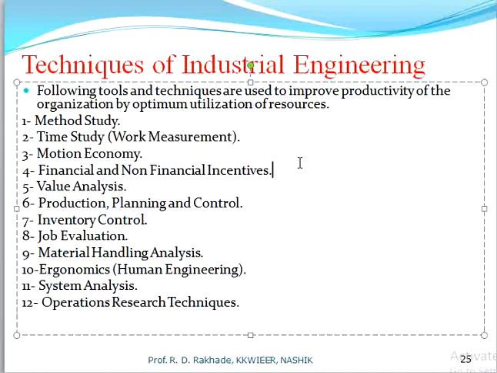Then the next technique is production planning and control. So we consider all resources and their proper planning, meaning routing, scheduling, line balancing. These are various steps involved in production planning and control to manage the production line. Then inventory control, where we work on the stock of finished product, semi-finished product and raw material. Then job evaluation of workers.